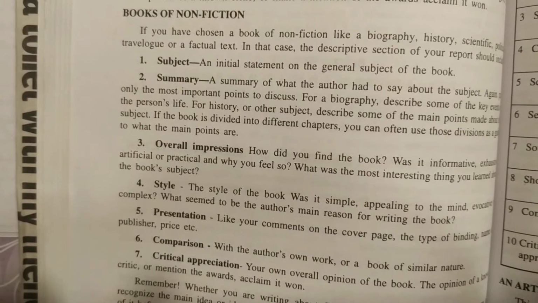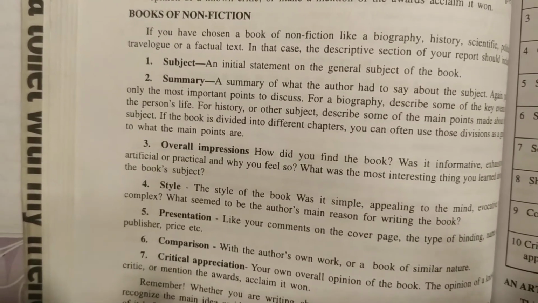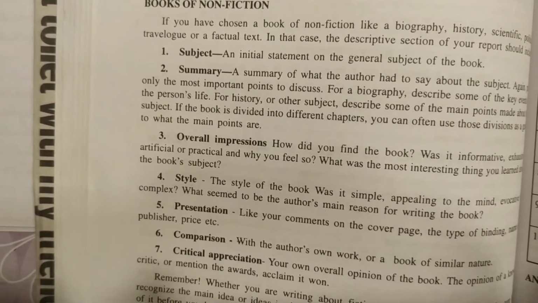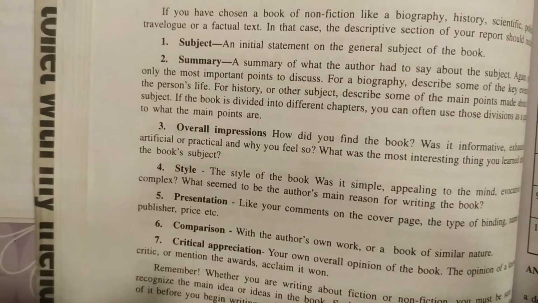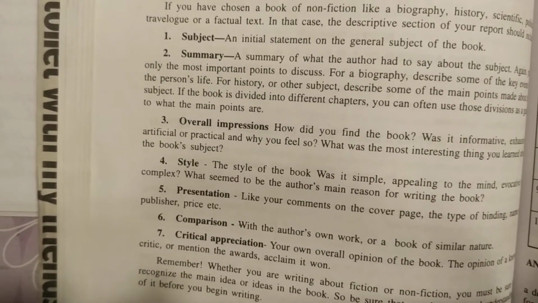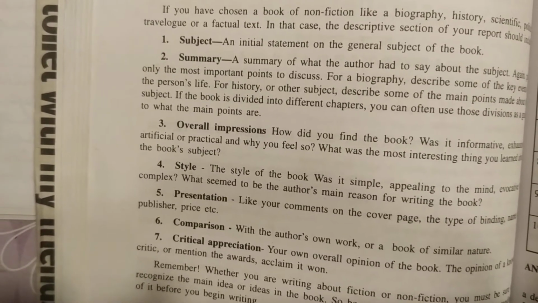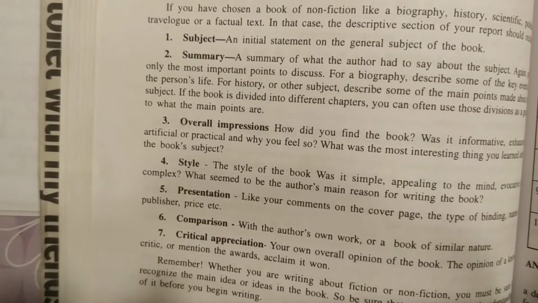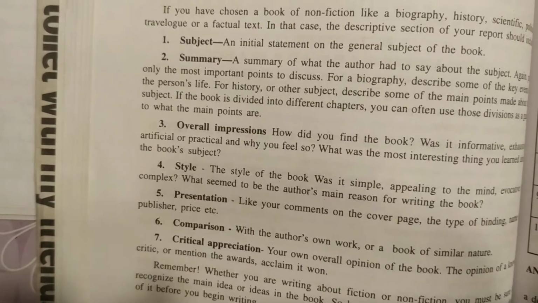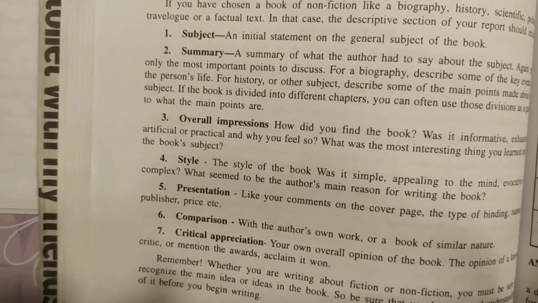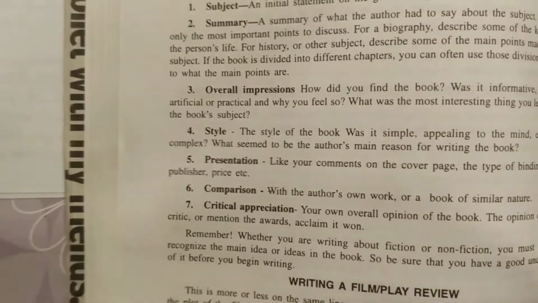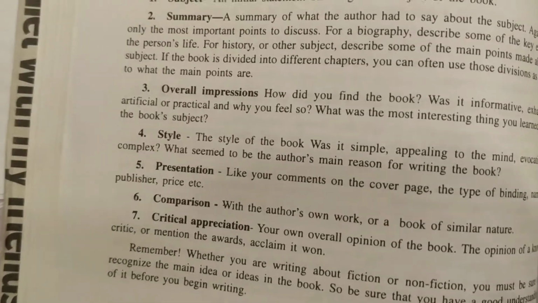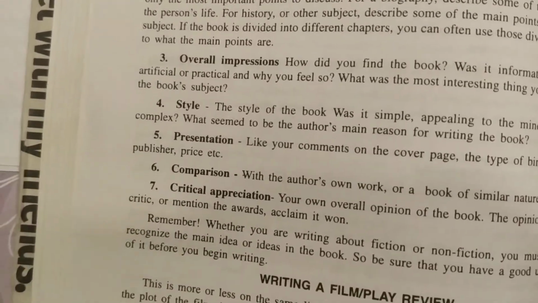For biography, describe some of the key events in the person's life. For history or other subjects, describe some of the main points made about the subject. If the book is divided into different chapters, you can often use those divisions as a guide to the main point. Overall impression, that is, how do you see the book? It's informative, exhaustive, learning, or complex. What seemed to be the author's main reason for writing the book?